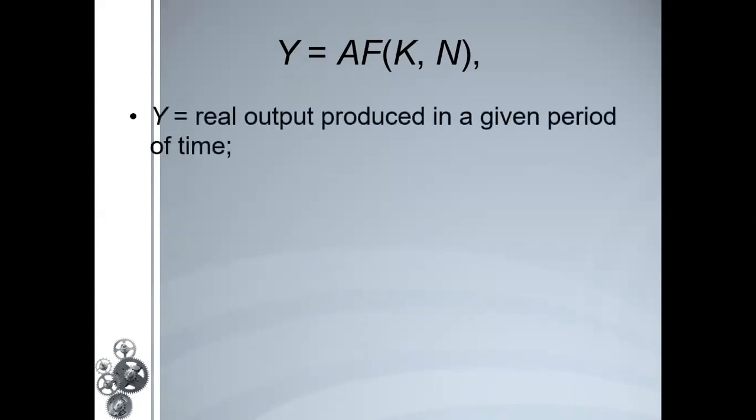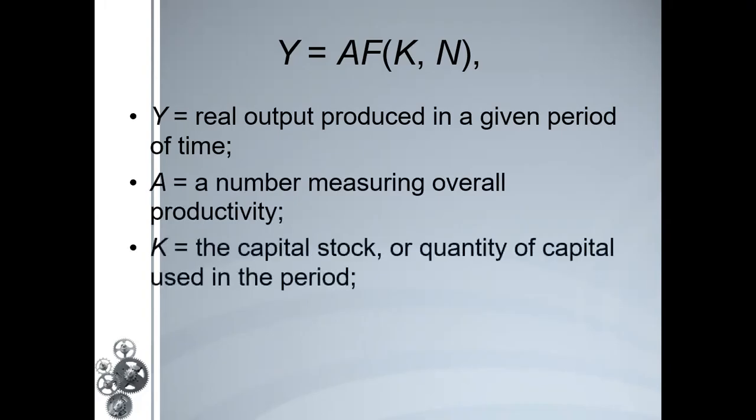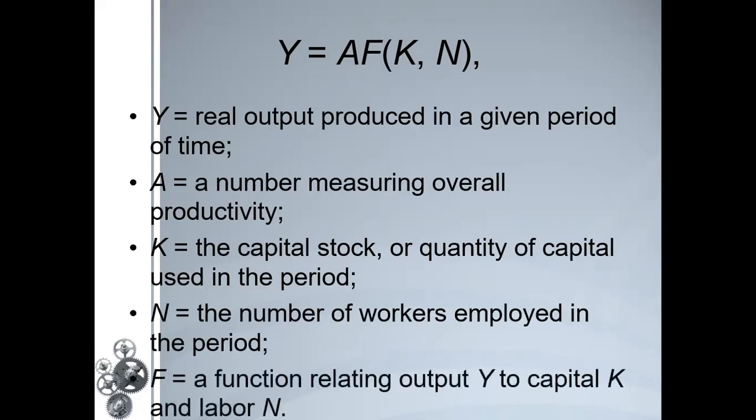A conventional way to write the production function is Y = A F(K, N). Y is the real output produced in a given period of time. A is a number measuring overall productivity. K is the capital stock, or quantity of capital. N is the number of workers employed in the period. F is a function relating output to capital and labor.